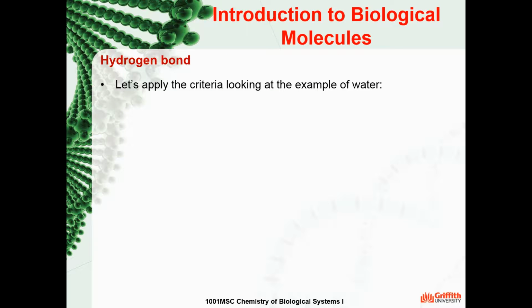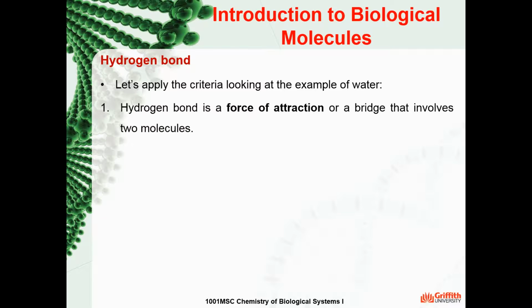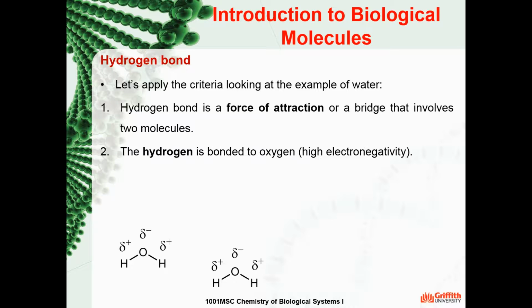Let's apply the criteria to the example of water and see if hydrogen bonds can occur. The first criteria says that hydrogen bond is a force of attraction that involves two molecules. To meet the first criteria, we need our two water molecules. The second criteria states that there should be a hydrogen atom that is bonded to an element with high electronegativity in the first molecule. We can see that the hydrogen is bonded to oxygen, which has a high electronegativity.